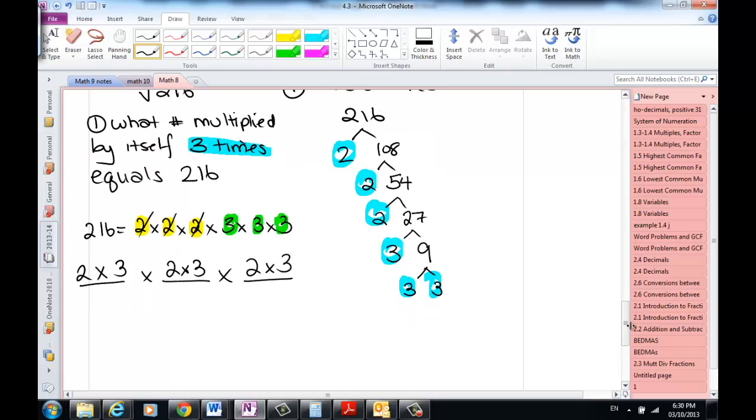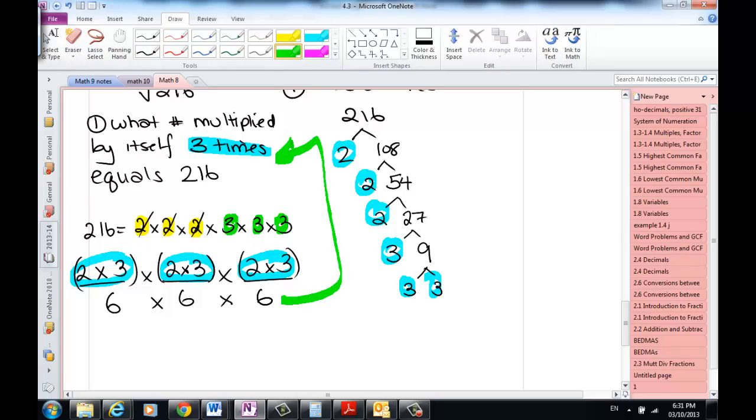Now the nice thing about this is I can simplify, and the reason I've made it into groups is because notice that this is the same as this is the same as this. So I'm going to simplify my groups, and I get 6 multiplied by 6 multiplied by 6. So again, I'm going to go up to my question, which was what number multiplied by itself 3 times equals 216? And it's 6. 6 multiplied by 6 multiplied by 6. And therefore the cube root of 216 is equal to 6.